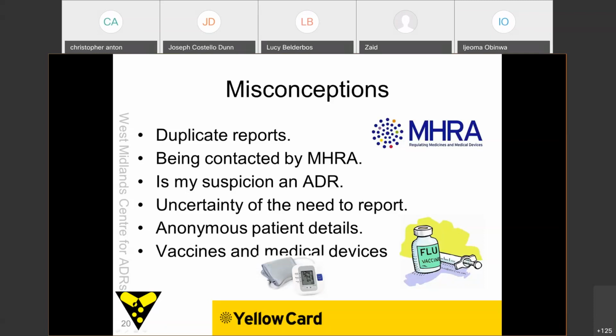And I mentioned in the previous slide about the anonymous patient details. You should really assure your patients that if you were to make a yellow card report about their ADR, their data will not be identifiable and it will be all anonymous and confidential, and none of the data will be misused by the MHRA. And as Joe previously mentioned, as well as traditional drugs, things like vaccines and medical devices are also included in the yellow card reports.